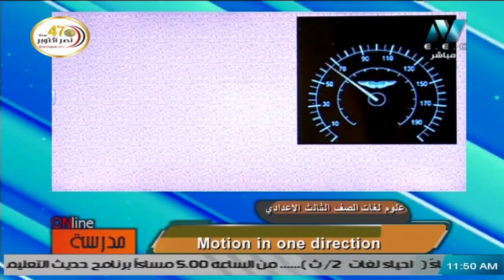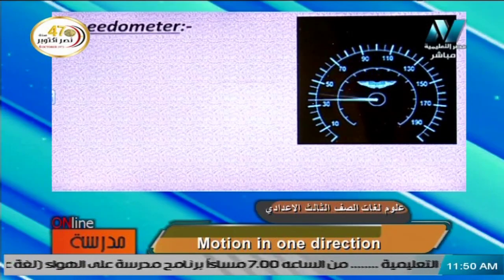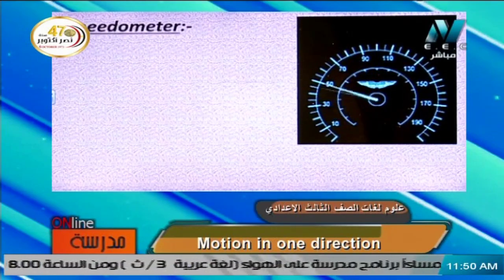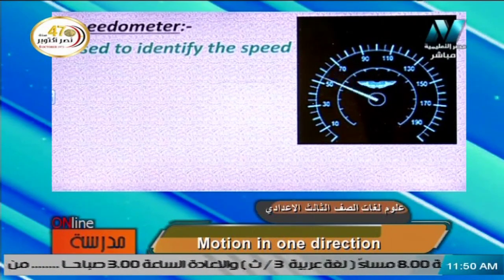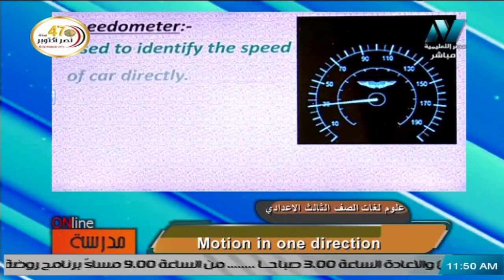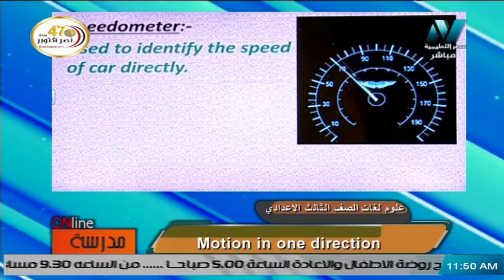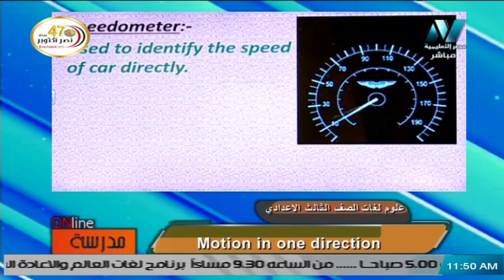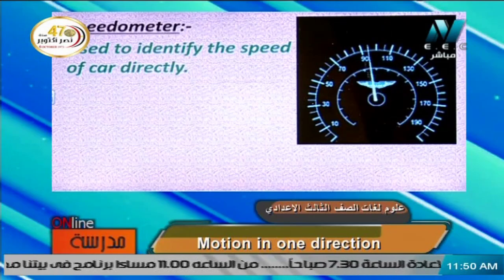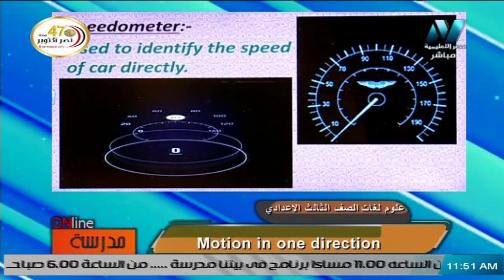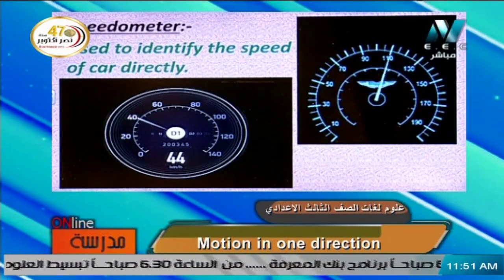As we see here, we have a device. This device is called a speedometer. It's called a speedometer. It is a device used to identify the speed of cars, planes, any machine such as a boat, and so on. So the speedometer is used to identify the speed of a car directly. We have many types of speedometer, but the main job here is to identify speed directly.